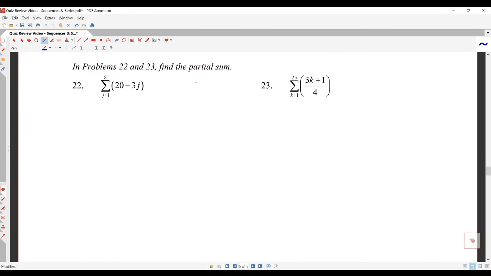So find the partial sum. So same type of thing. I need the first term. I need the n. Let's start with the n value first. N equals, I need the first term, and then I need that an term. So in this case here, we're going up from 1 to 8. So n is 8. So we need the 8th term.